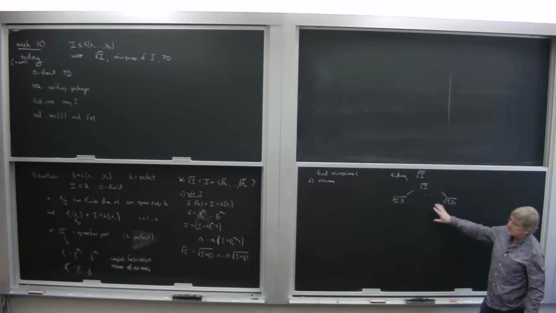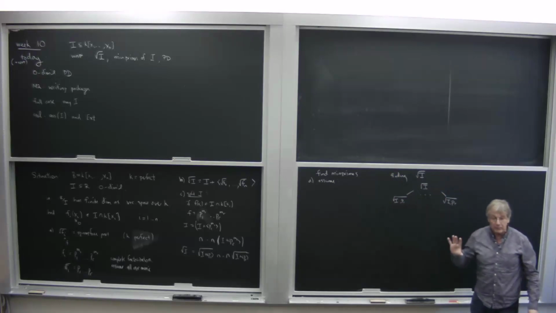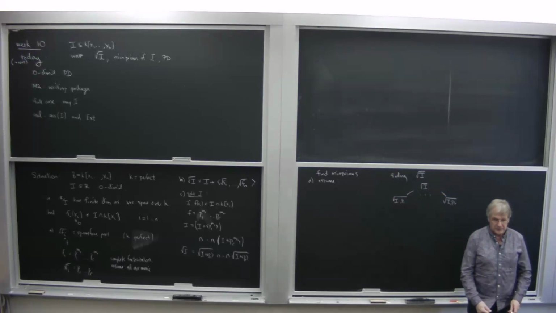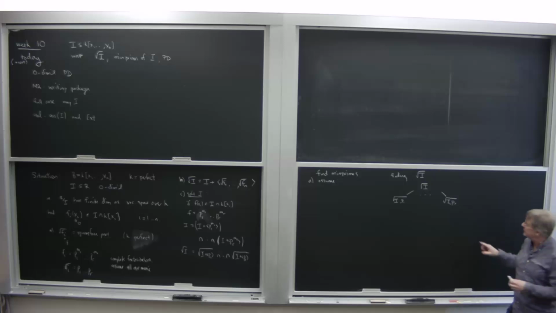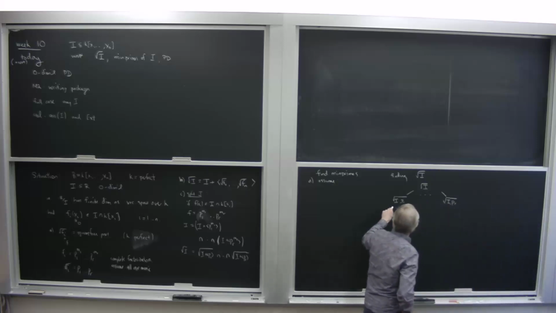And the first step is to find the minimal primes. Actually, the minimal primes and the associated primes are the same thing, right? So for zero dimensional, because they're all maximal ideals, there's no room for embedded primes above it. Now, each one of these things, you can do the same thing.